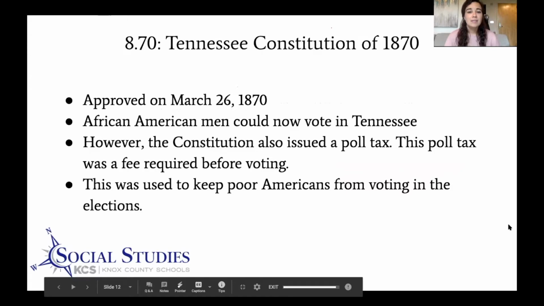So our last standard that we're going to touch on is the Tennessee Constitution of 1870. It was approved on March 26, 1870. African American men could now vote in Tennessee. However, the Constitution also issued a poll tax. This poll tax was a fee that was required before voting. So you couldn't vote unless you paid this fee. This was sort of used to keep poor Americans from voting in the elections.